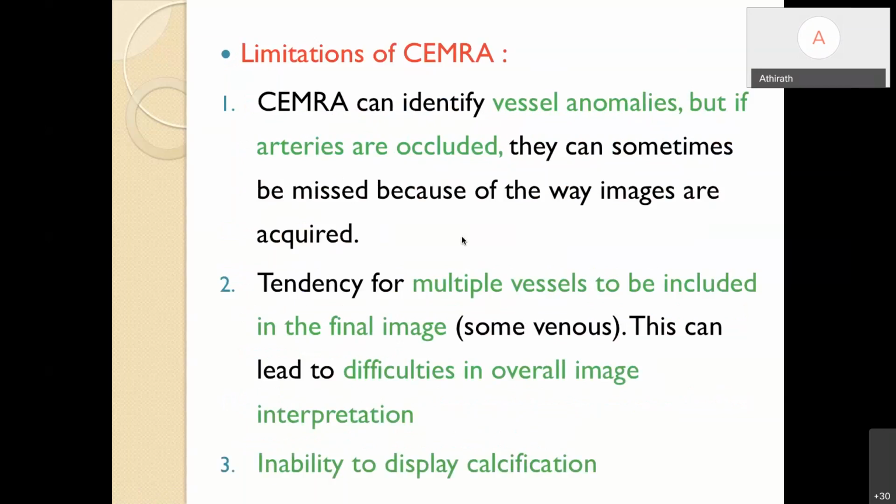Now, what are the limitations of MRI? Whenever there are any vessel anomalies, MRI can diagnose these vessel anomalies, but when these vessel anomalies are occluded, MRI is not very useful. And there will be multiple vessels included in the final image. Therefore, for any beginner, overall image interpretation will be very difficult. And as I told you, MRI can never tell about calcification.